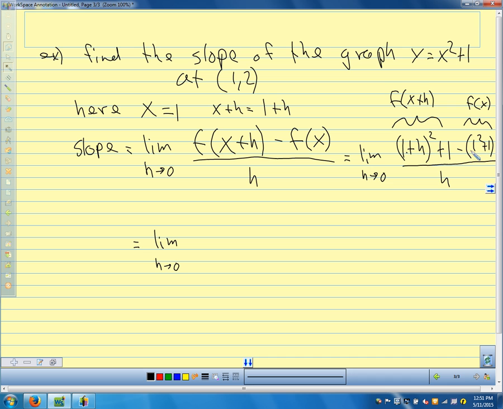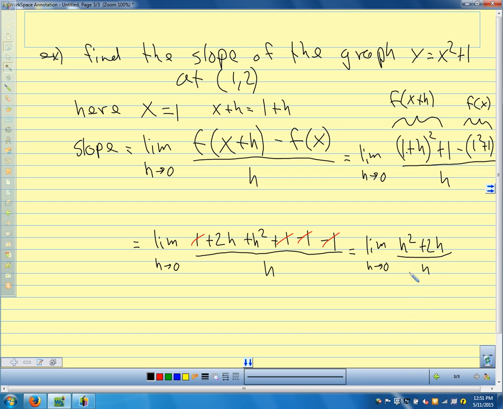All right, then I'm just going to multiply this all out and simplify. So 1 plus h squared is 1 plus 2h plus h squared, plus 1, minus 1, minus 1, over h. Then I'm going to cancel out everything that I can: a plus 1, a minus 1, a plus 1, a minus 1. So I get the limit as h approaches 0 of h squared plus 2h over h.